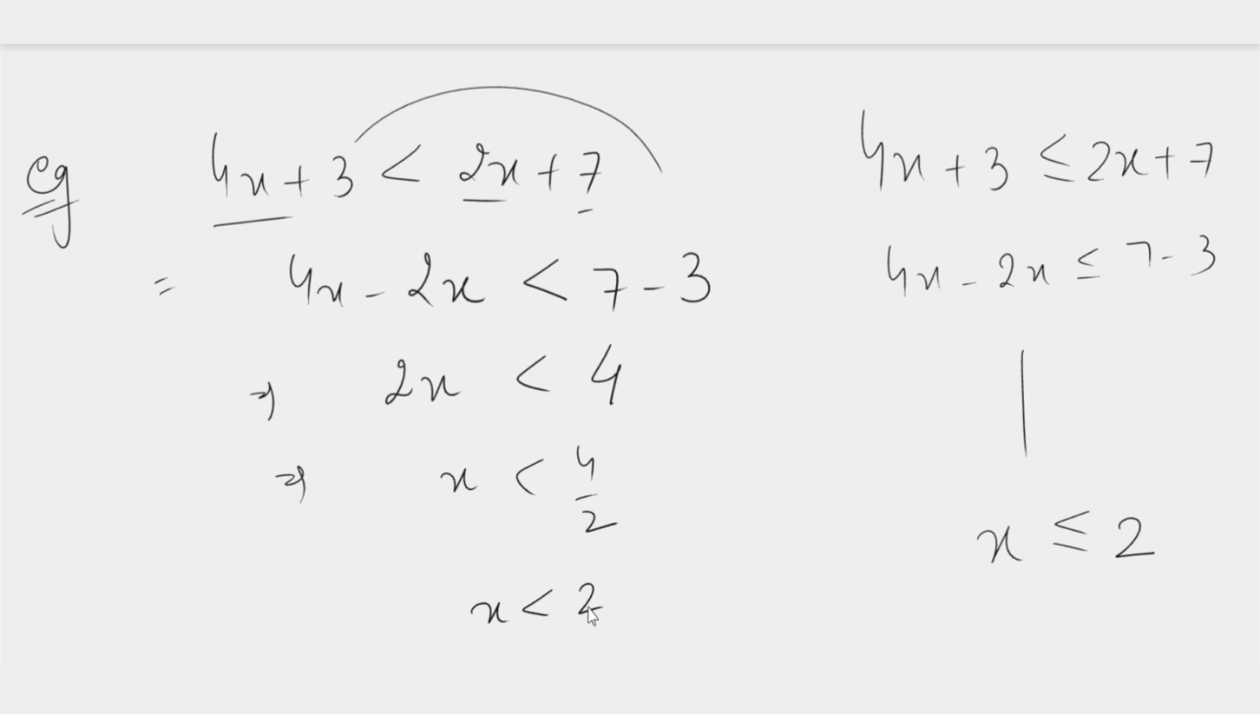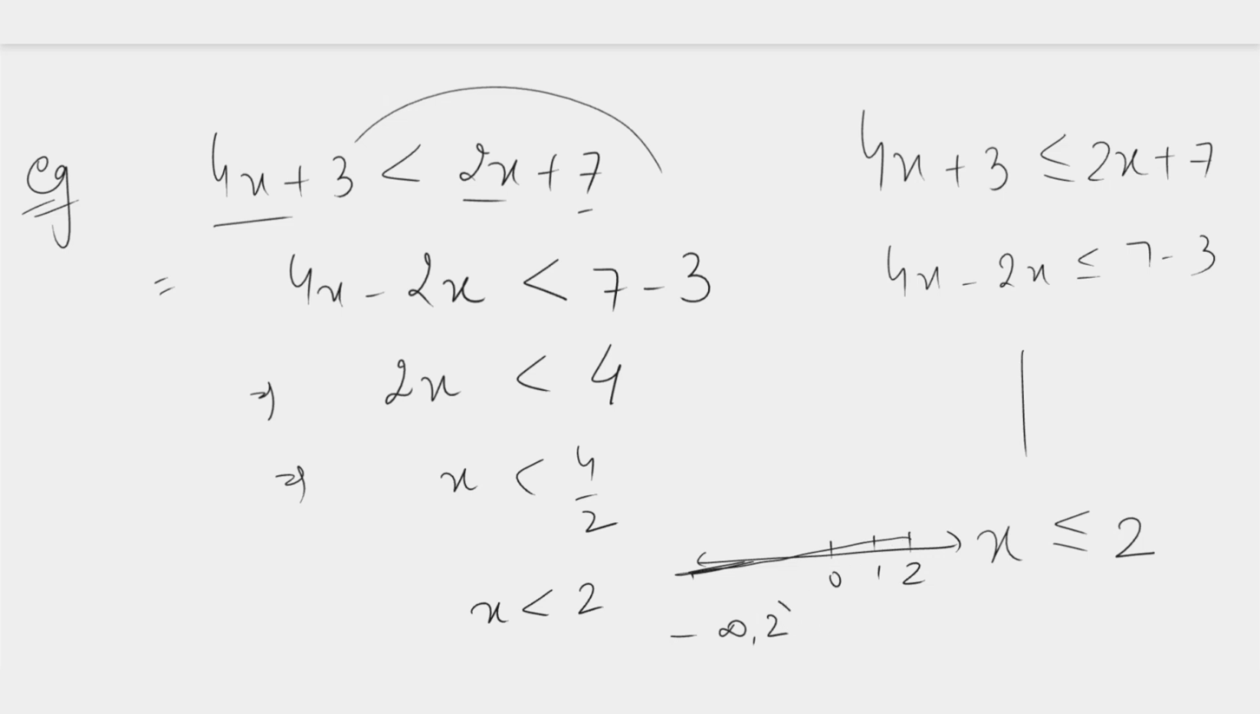X is less than 2. That means on the number line, if we say here I have 0, this is 1 and this is 2. X is less than 2. It means from here the value goes to minus infinity. So minus infinity comma 2. Less than means the value is less than 2. It cannot be 2. It means it can be 1.99999 but it cannot be 2.